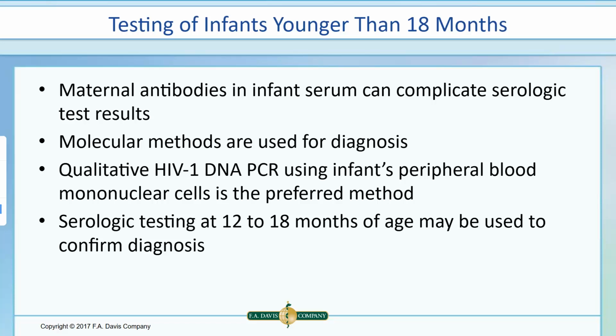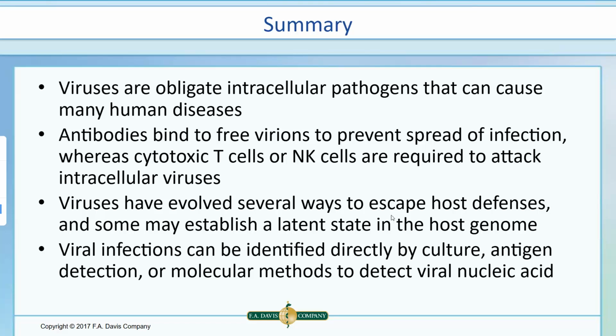Testing of infants younger than 18 months: maternal antibodies in the infant serum can complicate serological test results. Molecular methods are used for diagnosis. Qualitative HIV-1 DNA PCR using infants' peripheral blood mononuclear cells is the preferred method. And then serological testing at 12 to 18 months of age may be used to confirm diagnosis. And you can review this summary.